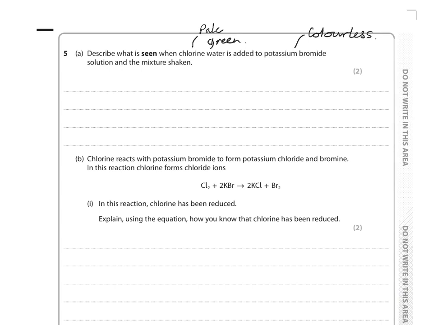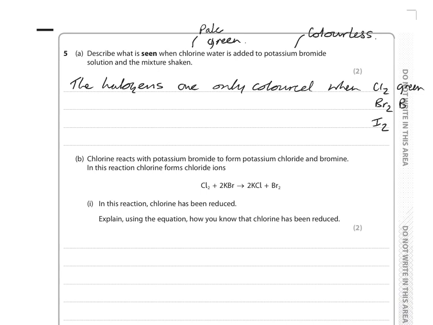Now, if you're confused by the colour of halogens, you need to remember that the halogens are only coloured. I'm going to write this down actually. The halogens are only coloured when they go around in pairs. So Cl2, Br2, I2. This is green, brown, orange and purple.